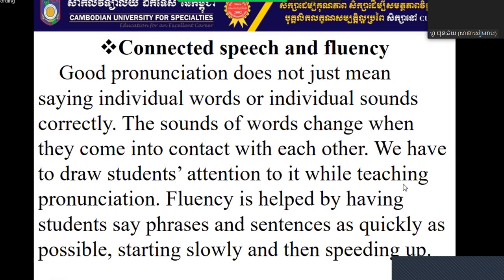This point is talking about connected speech and fluency. Good pronunciation does not just mean saying individual words or individual sounds correctly. The sounds of words change when they come into contact with each other. We have to draw students' attention to it while teaching pronunciation. Fluency is helped by helping students say phrases and sentences as quickly as possible, starting slowly and then speeding up.